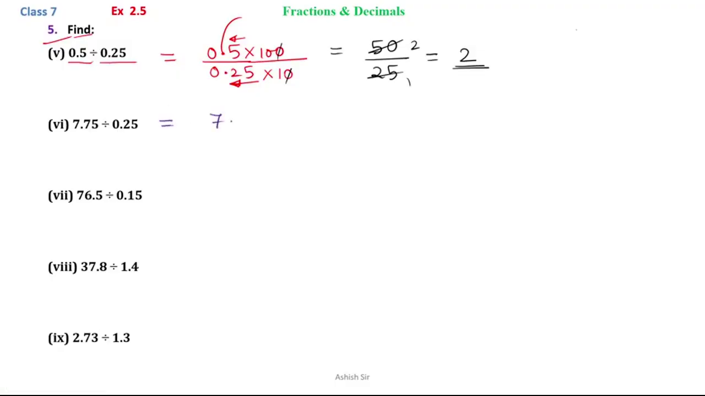that is 7.75 divided by 0.25. Now we see when you remove the point from the denominator, you will place 100 because the decimal point is after two digits. And in the numerator also the decimal point is after two digits. So when you remove the decimal point from the numerator, you will place 100 in the denominator.